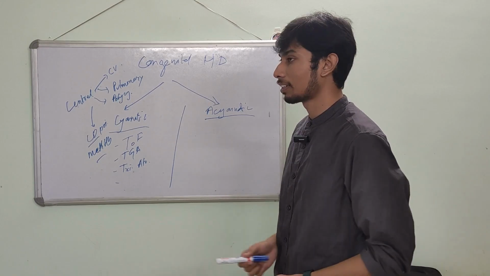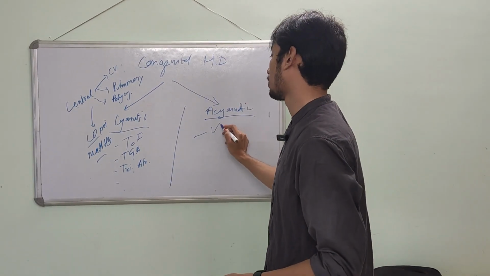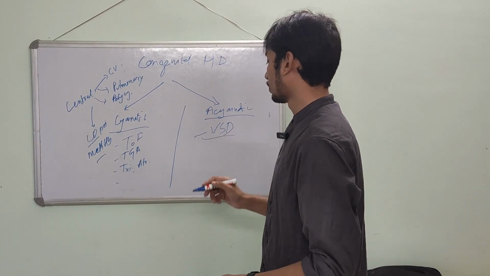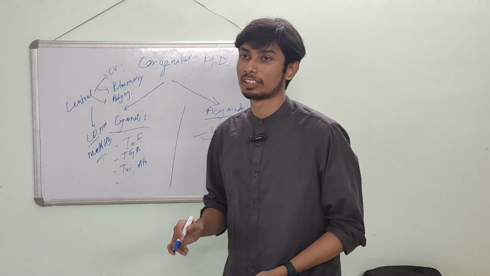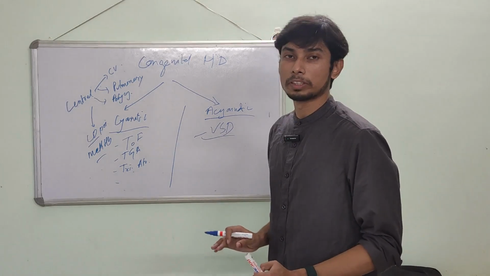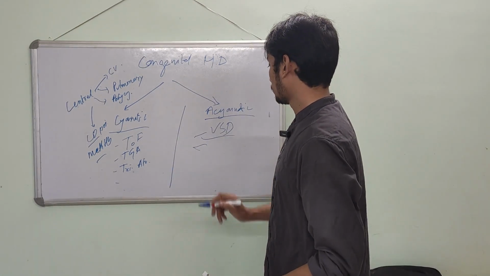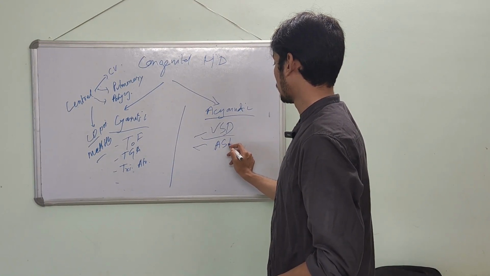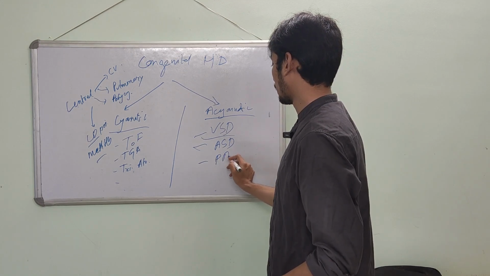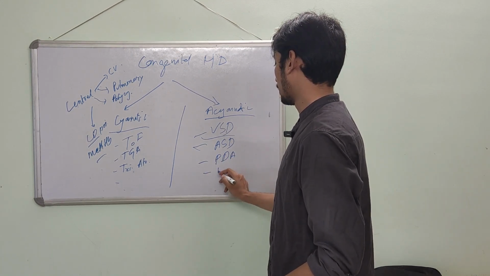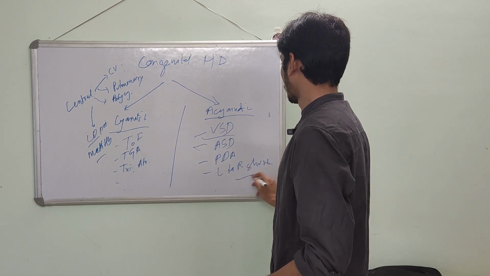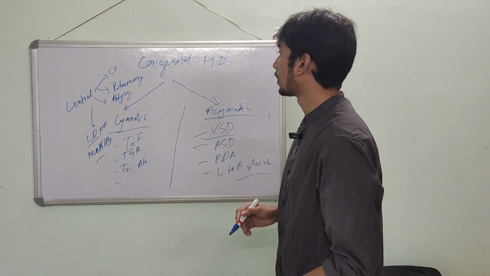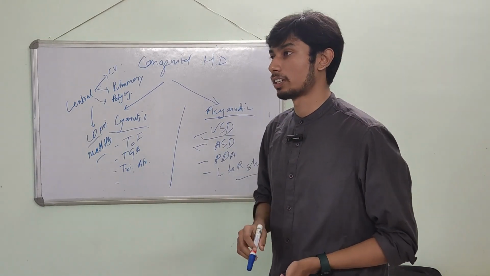And what about acyanotic heart disease? The most common cause is ventricular septal defect. There are types of ventricular septal defect, like muscular and membranous, but we will talk about it later. There may be atrial septal defect, patent ductus arteriosus, or left to right shunt. So these are the main things you should know about congenital heart disease.